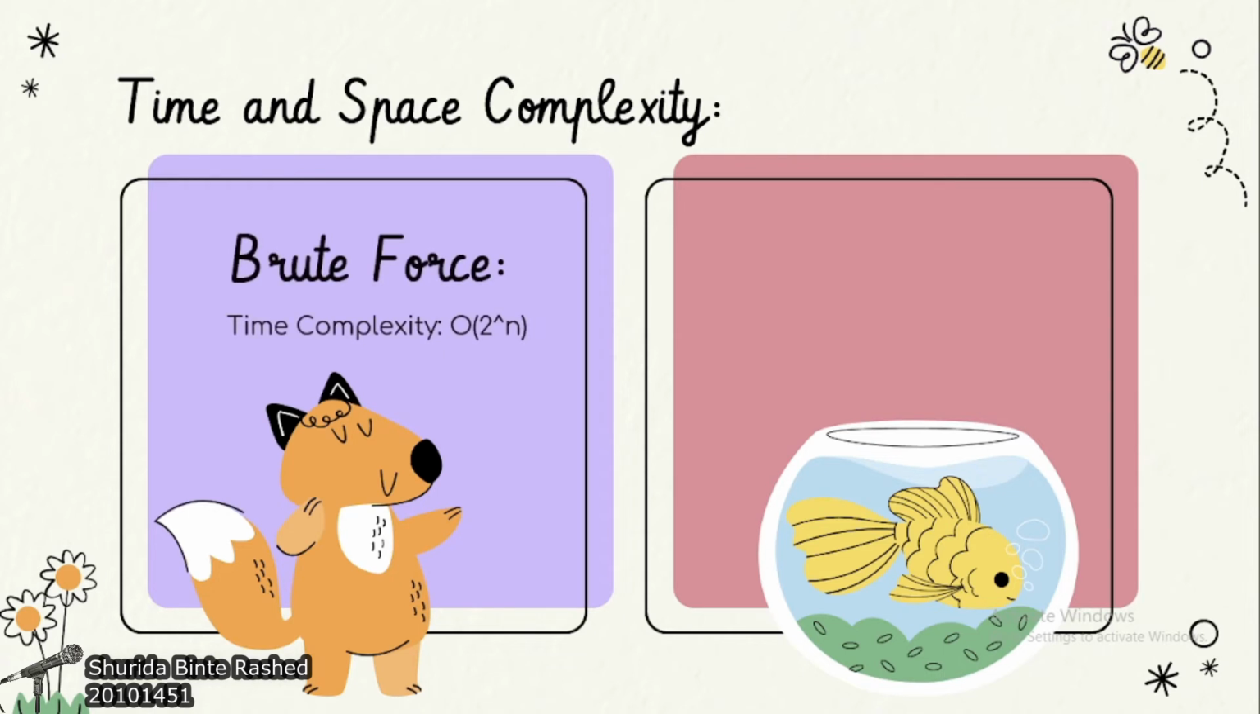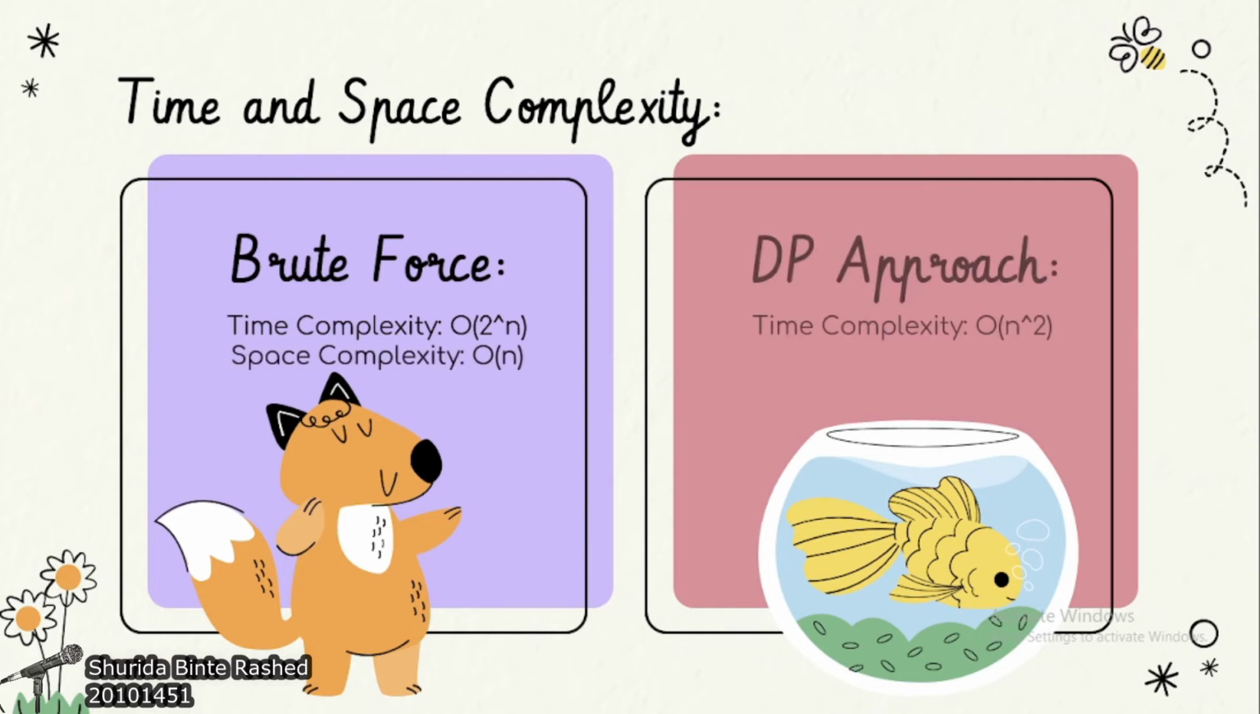The time complexity of brute force approach is big O of 2 to the power n, and its space complexity is big O of n. But in the DP approach, the complexity is big O of n squared. It is because we have to fill half of the matrix consisting of n rows and n columns. Mainly it is n squared divided by 2, which ultimately becomes big O of n squared. And as we are using the 2D array, the space complexity is also big O of n squared.